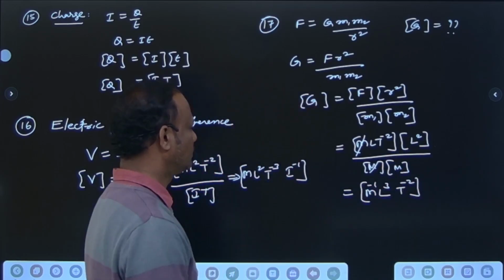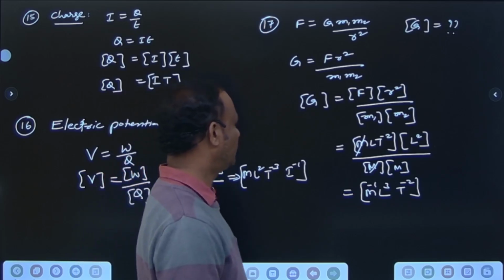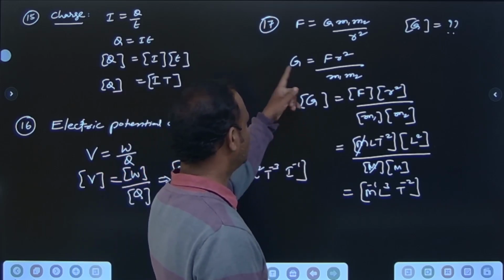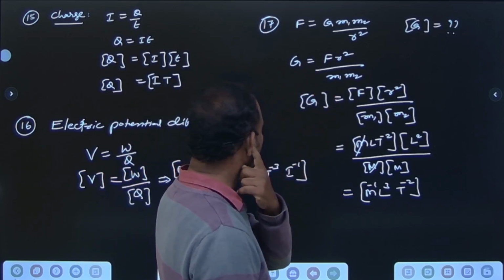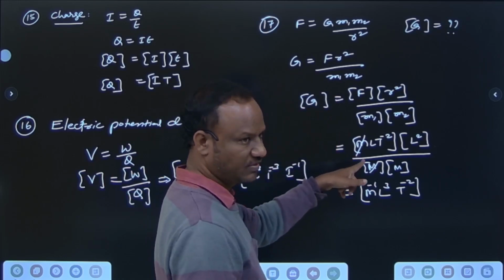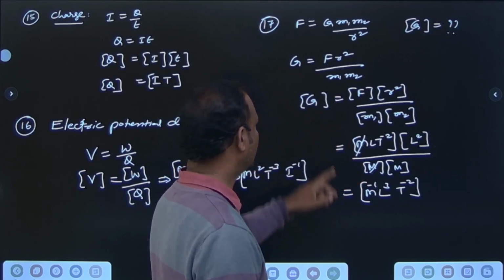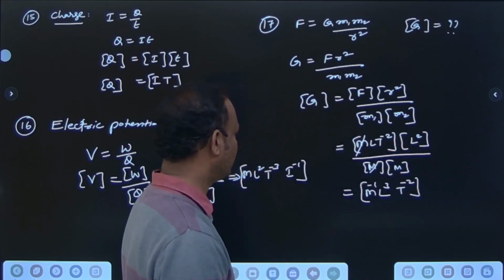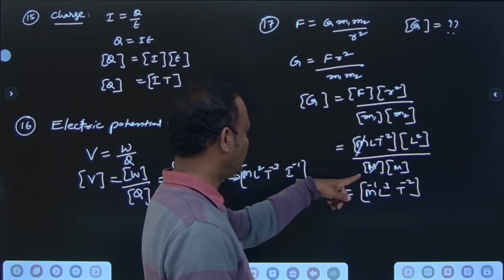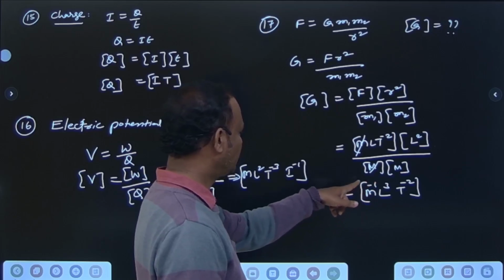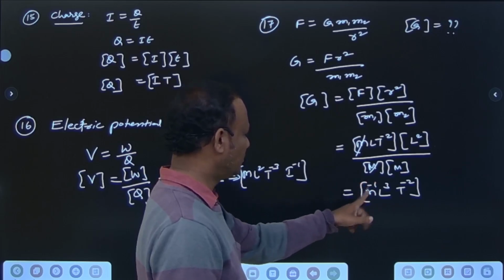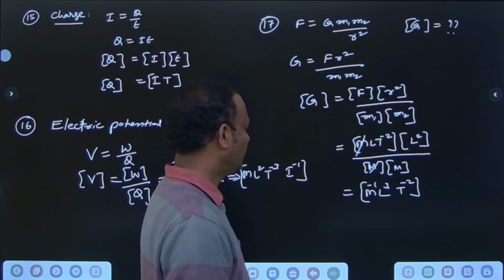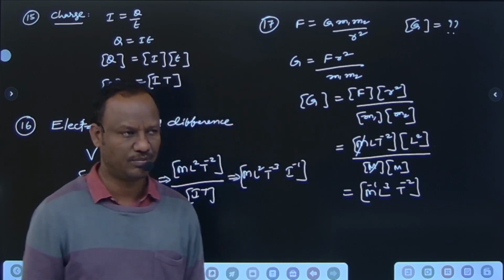Okay. So check on this. What is the dimension formula of G? G is equal to F R square by M1 M2. F is dimension formula is what? MLT minus 2. And R distance. Distance means what? It's L square. And mass M1 and M2. M and M. One M is cancelled. M to the power of minus 1. M minus 1. L cube T minus 2.